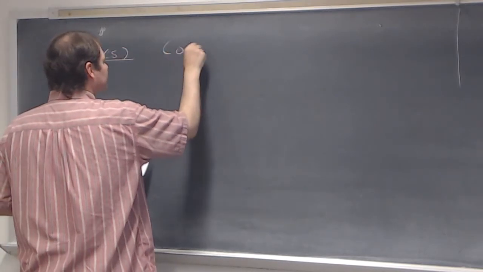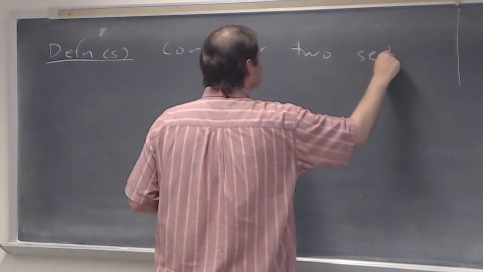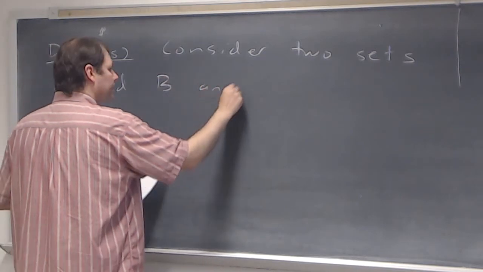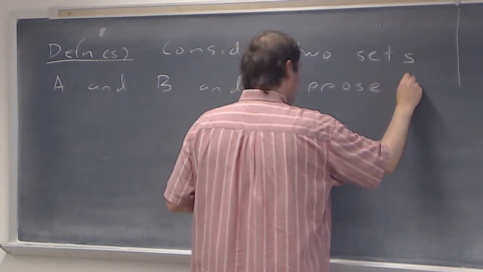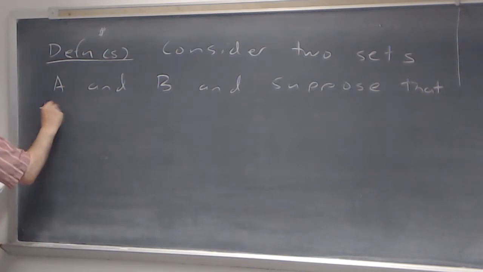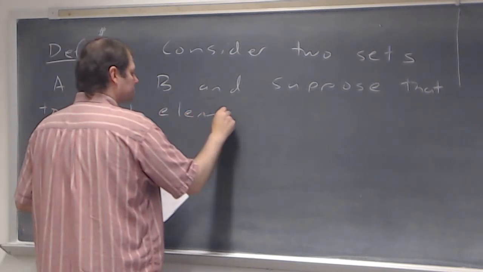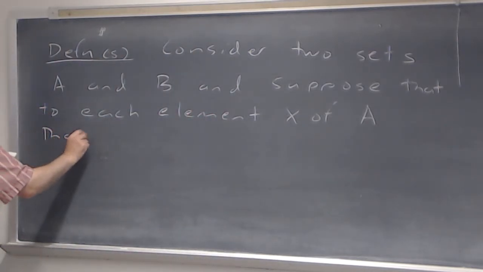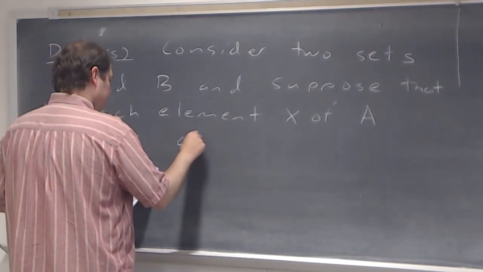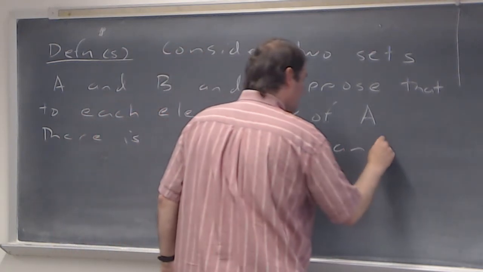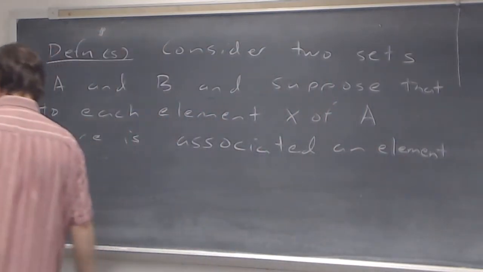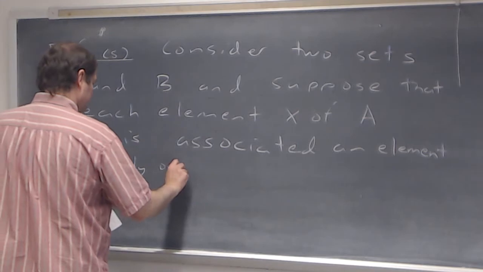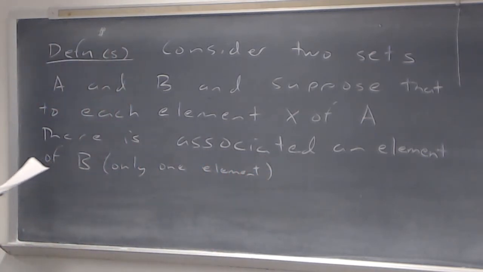And so we consider two sets, A and B, and suppose that to each element x of A, there is associated an element of B. We're thinking only one element. Okay.